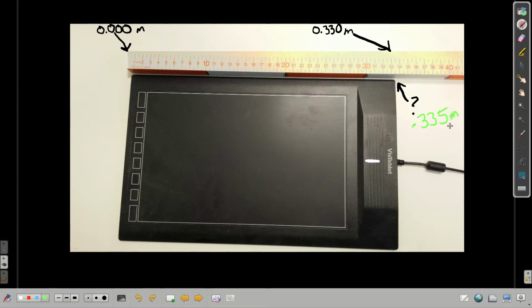So here, the last significant figure is 3 places to the right of the decimal. The last significant figure in this number is the 5, because the smallest marks are 2 places past the decimal apart: 0.01, 0.02, 0.03, up to 0.1 meters, or 10 centimeters. So we write 3 places past the decimal.